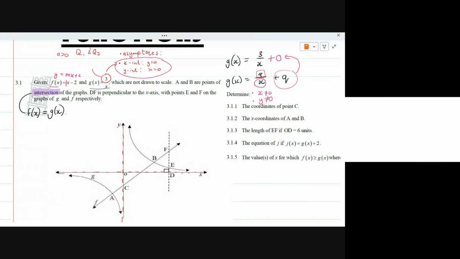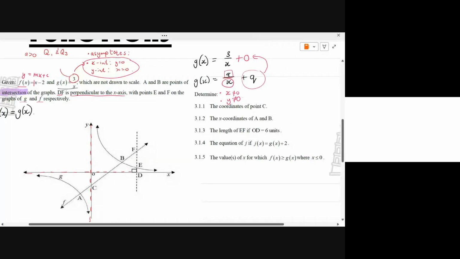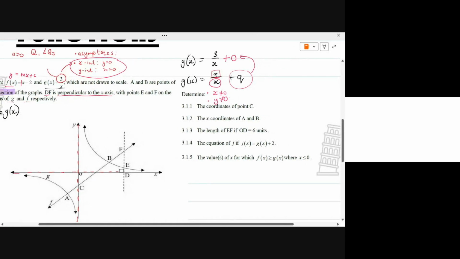All right, so point of intersection always means where the graphs meet, which means they're equal to each other. All right, it says DF is perpendicular to the x-axis, so that's why they've put that 90 degrees there, with points E and F on the graphs of g and f, respectively. Okay. Sorry, I just don't want to make it messy. Okay, let's start with some of the simple things that they're telling us here.